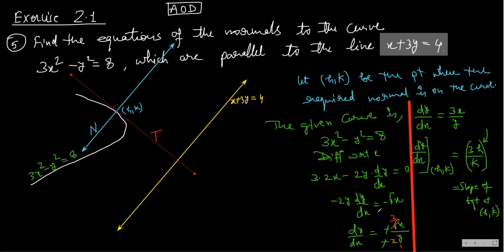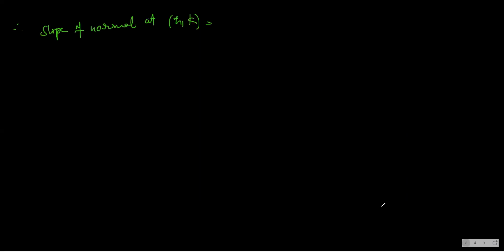I will write therefore slope of normal at h comma k will be, see, the normal is perpendicular to the tangent, so the product of their slopes has to be -1. So if the slope of tangent is 3h upon k, slope of normal would be -k upon 3h. I got the slope of normal. Okay, this is slope of normal. I write this as 1.